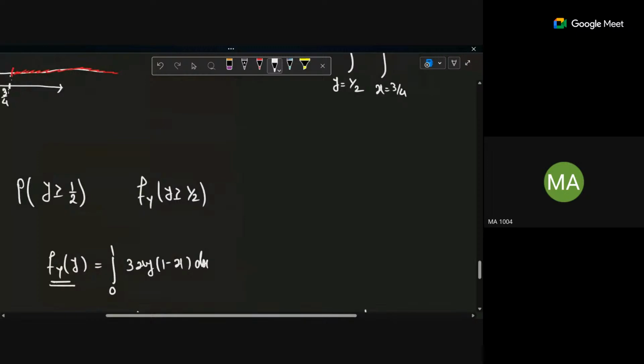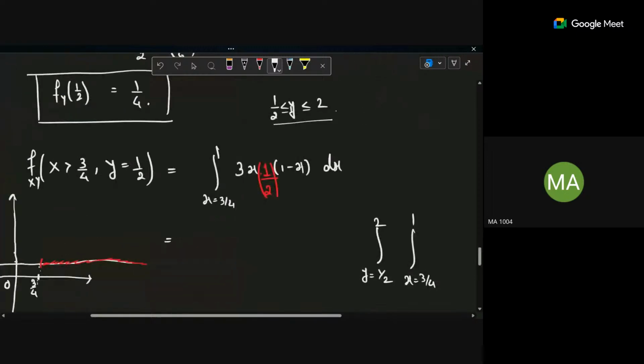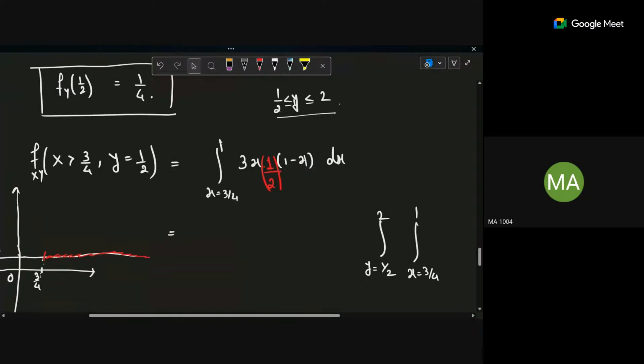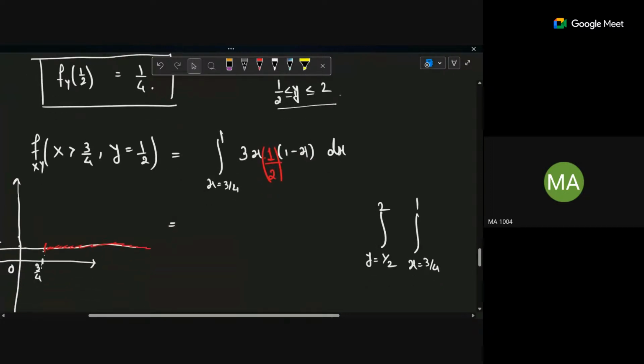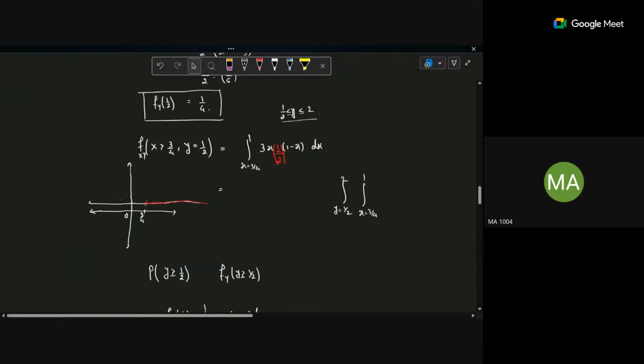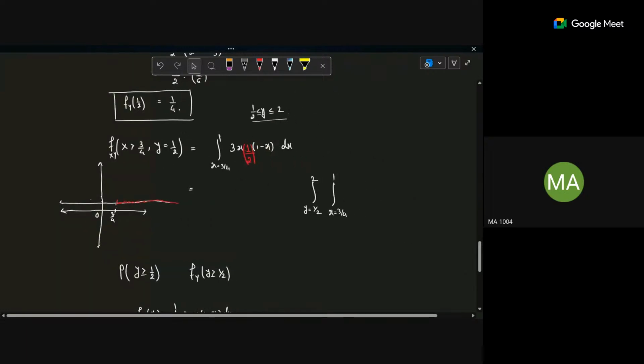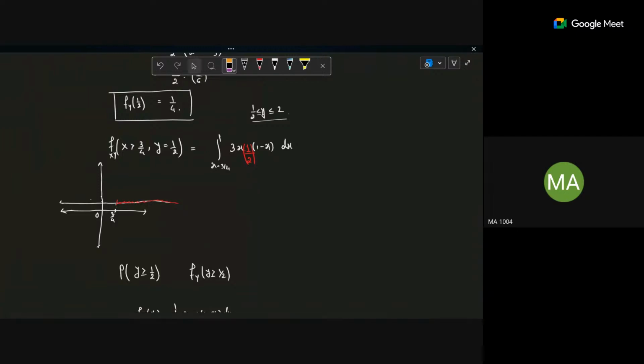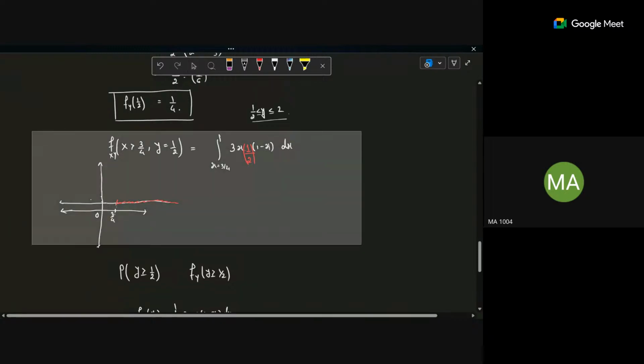So fine, this was another question. Let's come back to here. So here your fxy, x was greater or equal to 3 by 4 and y is equal to 1 by 2. So in this kind of question, whenever at a particular point we want to calculate the joint PDF, we will just do one thing. We will put in the values of x or y, whatever the particular point is. Okay. Fine. Just a minute.